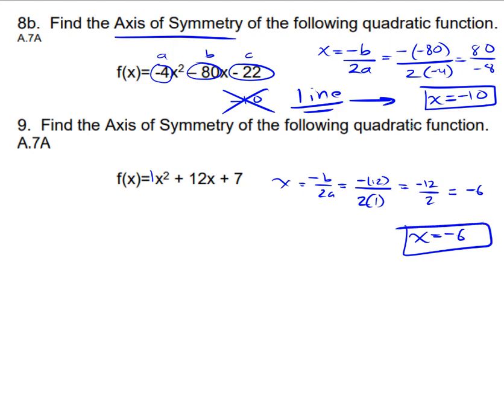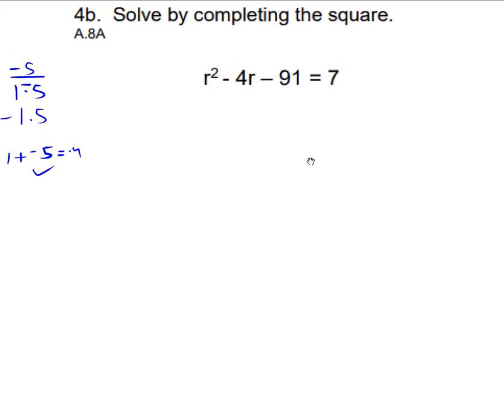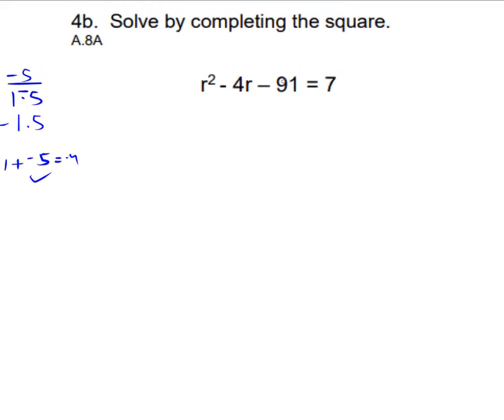Perfect. All right. Well, I think that's going to be it for the day. I'm going to talk about what you do for this one, just to talk about the steps. So the first step would be I'd add the 91 to both sides. That's my first step, right? So, you know what, let me just do it. R squared minus 4r is equal to 98, right? So now that I have that here, that's my first step in completing the square.